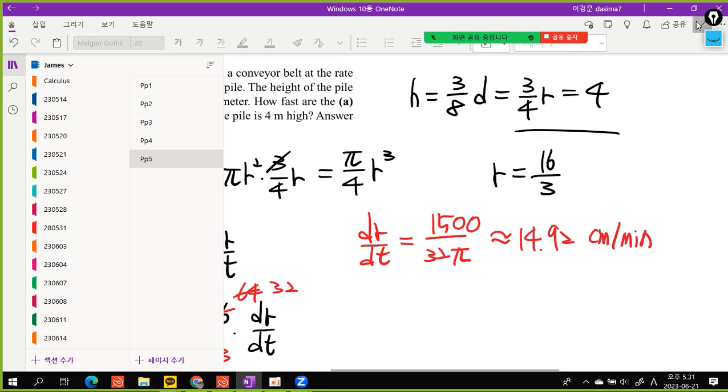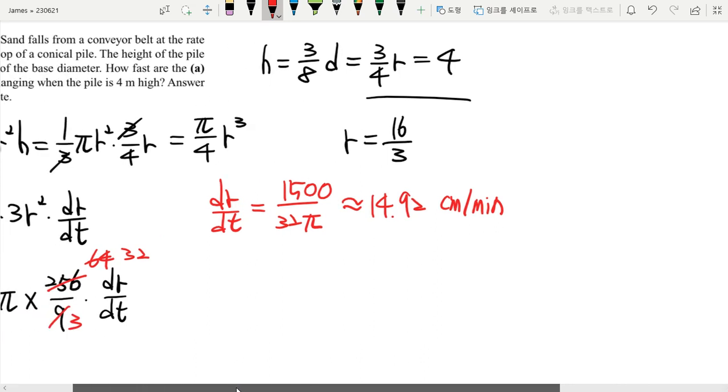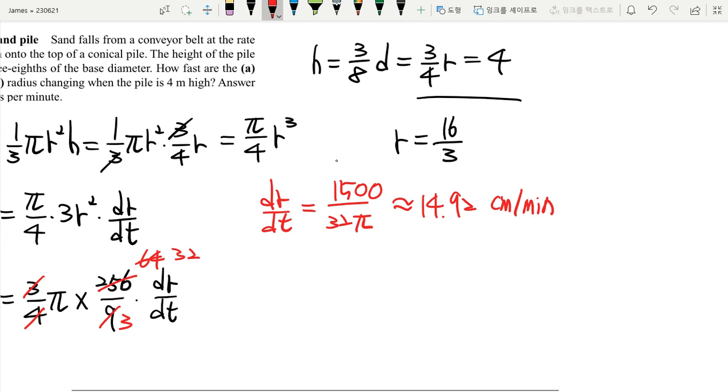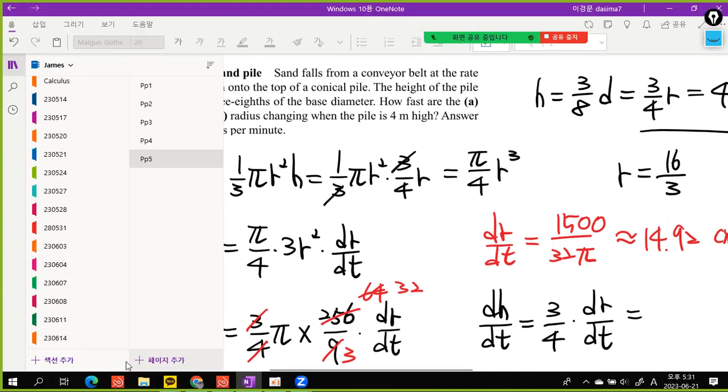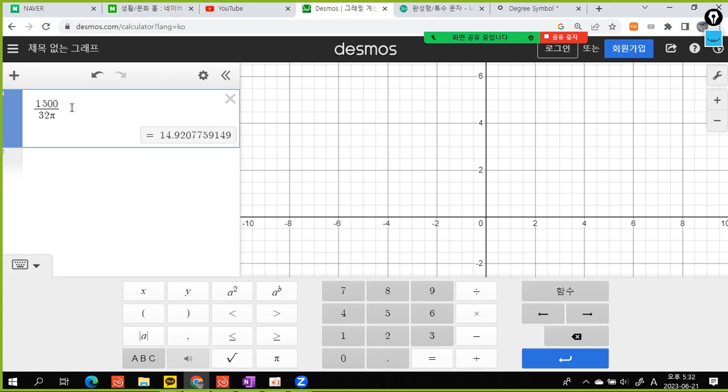And how about the height? Because we have the equation with height and radius, if we differentiate this equation, dh over dt is 3/4 of dr over dt. That means we are going to multiply the 3/4 to the dr over dt. So if we do that, here we can multiply 30 over 4. Okay, so the height grows at the rate of 11.19 centimeter per minute.